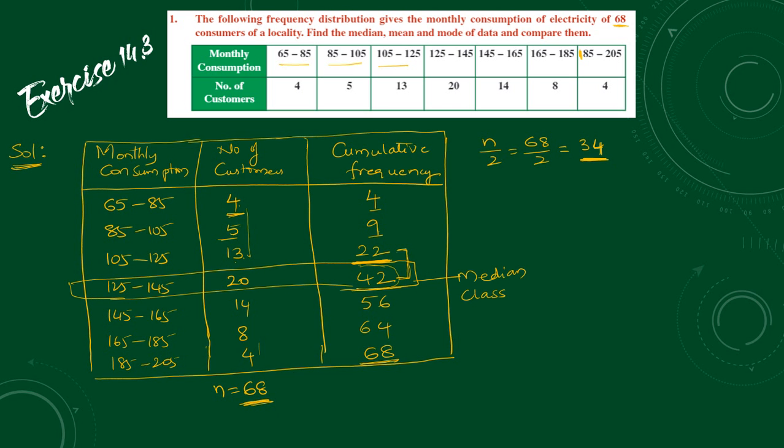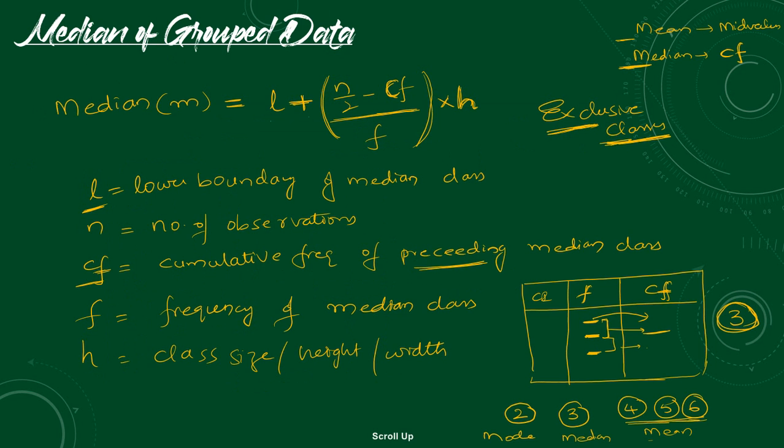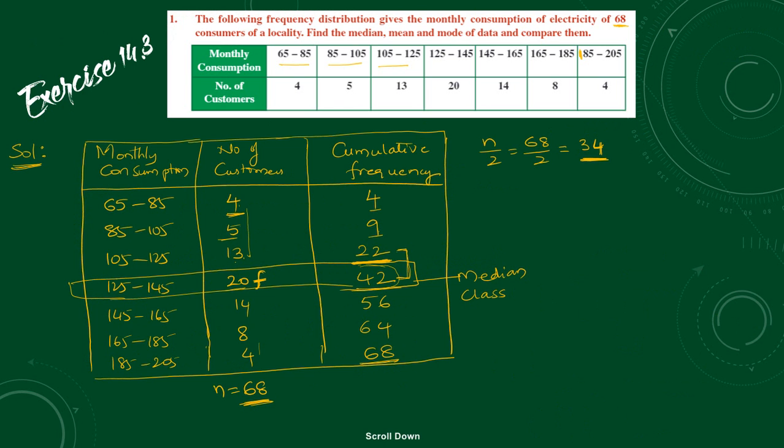So if this is my median class, then this is my frequency. CF means cumulative frequency of the class preceding the median class. So preceding the median class means before the median class. So before the median class, this 22 is nothing but my CF. This is my CF and this is my F, and since these are exclusive classes, this is my L. And after finding out the height, H is equal to 20. So we got all the values, I think, right?